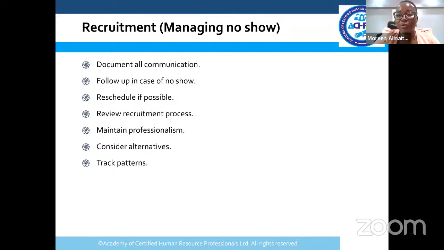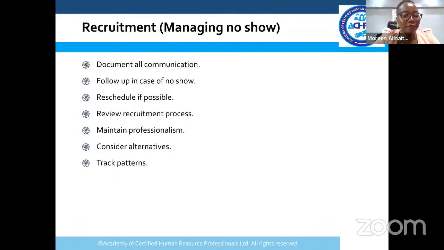Sometimes there's really a genuine reason for them not showing up. It's not that, oh, I applied for the job and I don't feel like it. No, maybe there's a genuine reason why the person did not show up. If you follow up with them and they are still interested, you can consider rescheduling the interview so that you get the best candidate. Because remember, as an HR manager, you are working in the best interest of the organization.